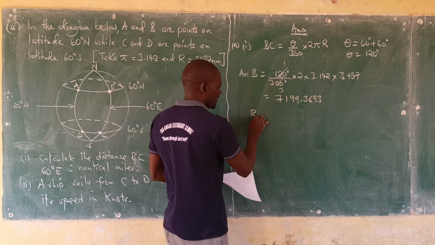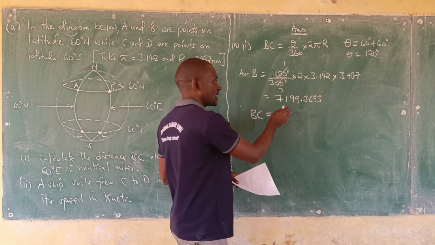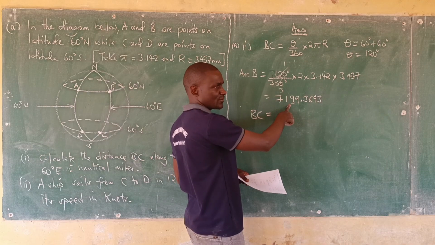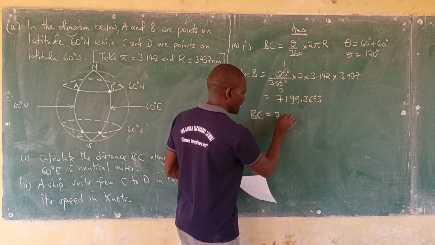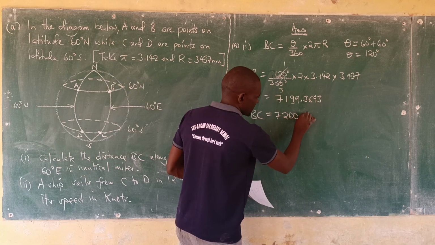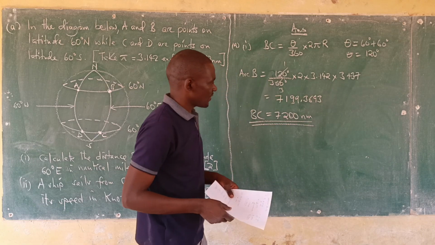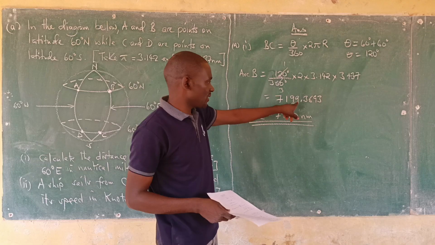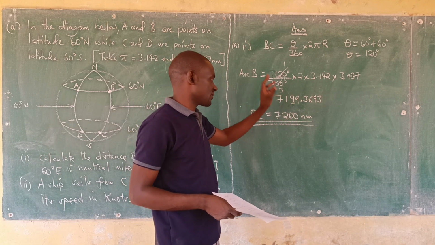7,199.3693. So BC is basically, if I round it off to 3 significant figures, we get a 1, we give it to this 9, it becomes 10. So we are roughly going to have 7,200 nautical miles. So this is our answer. So we remain with a 0, we convert this one to a 0, this one becomes 10, we write 0, we transfer a 1 to the next, that's why it's like that.